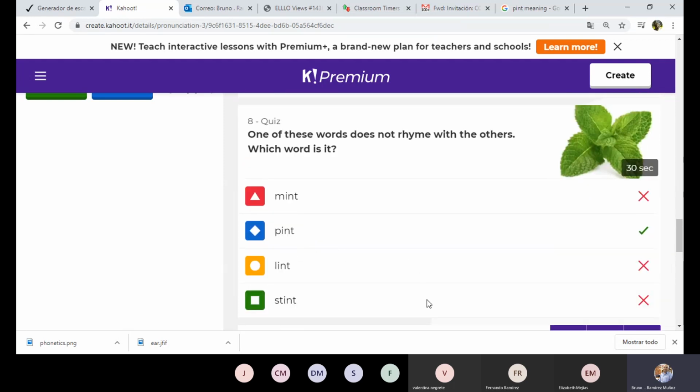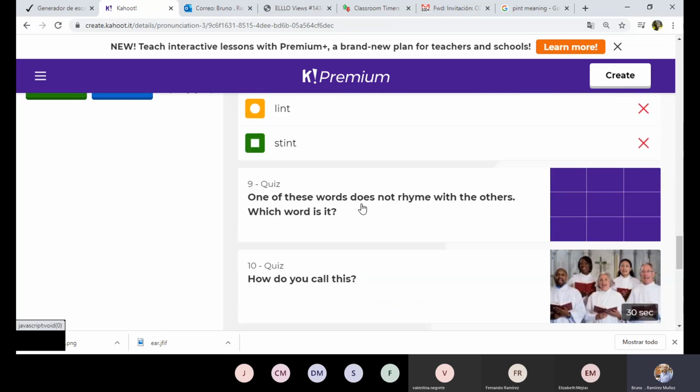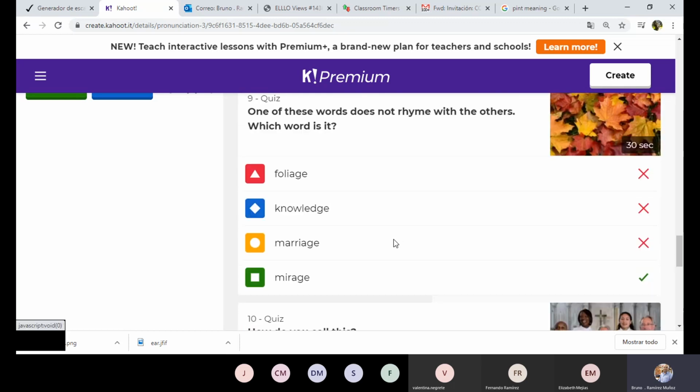All right. So mint, pint, lint, stint. All of them have a short lax I. Mint, lint, stint, but pint. Okay. Any other questions that you may not be sure of?